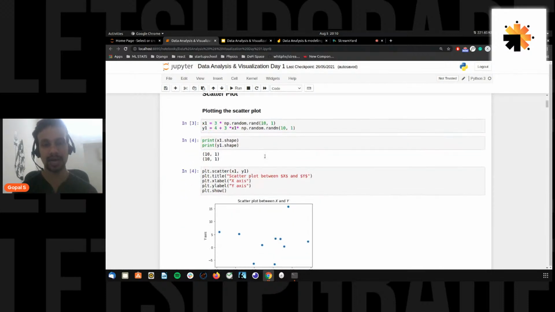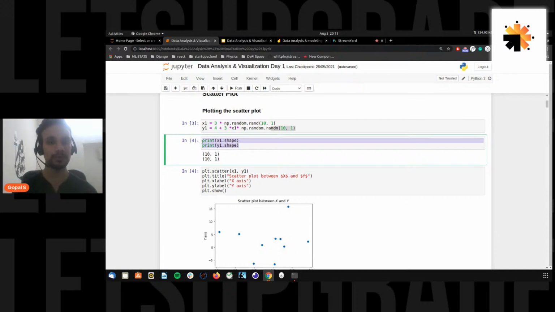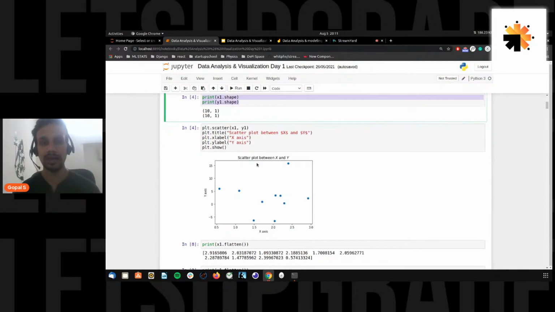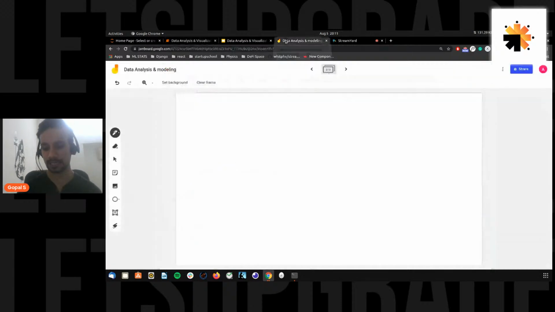Now, we saw these commands yesterday, like np.random.rand and np.random.randn, right? I am just generating a random data set, and the data set's shape is 10 by 1. What we are studying now is the scatter plot, and what exactly a scatter plot is in the first place.